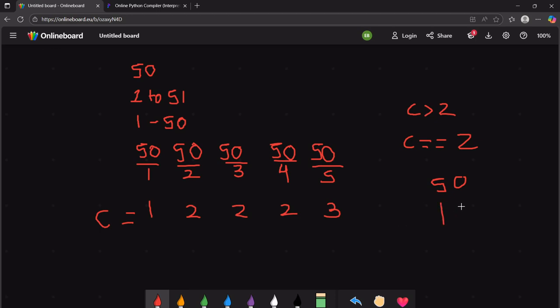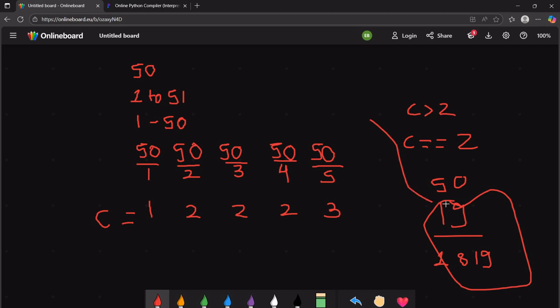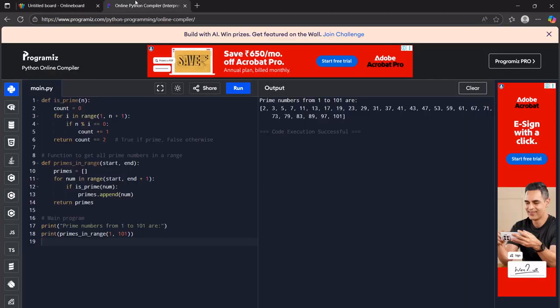In the case of 19, only 1 and 19 were able to divide the number 19, so it was a prime number. Other numbers from 2 to 18 were unable to divide 19, so count was only 2, so it was a prime number. Whereas in this case, count exceeded 2, so we did not need to check further values, from 6 to 50. So this is how prime number checking works.